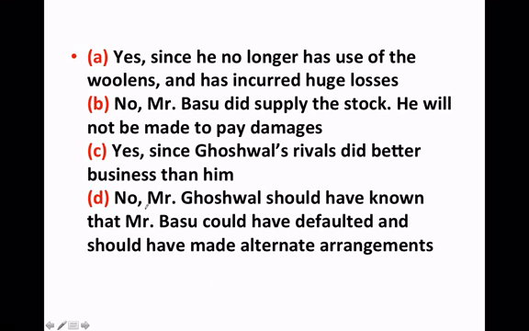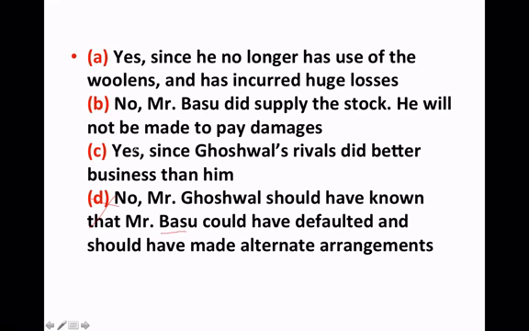As option D says, no, Mr. Ghoshwal should have known that Mr. Basu could have defaulted and should have made alternate arrangements. Is this true? No, they have not mentioned anything about Mr. Basu that he can default or he could have defaulted. So we have to automatically rule this out directly. See, wherever you get extra information that is not at all provided in the facts and principles, you rule out those options.